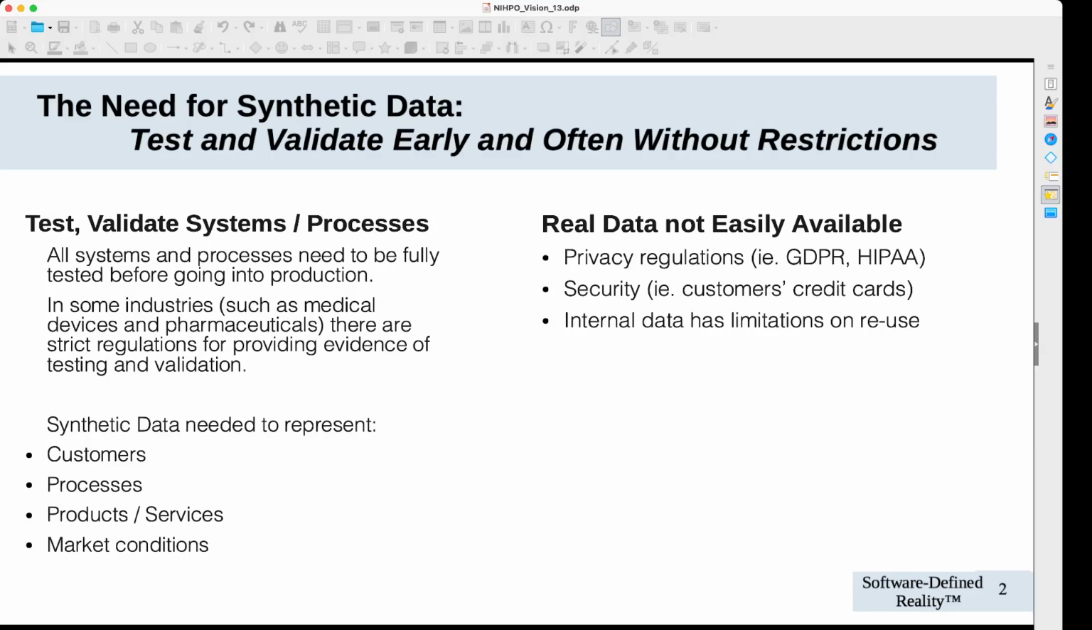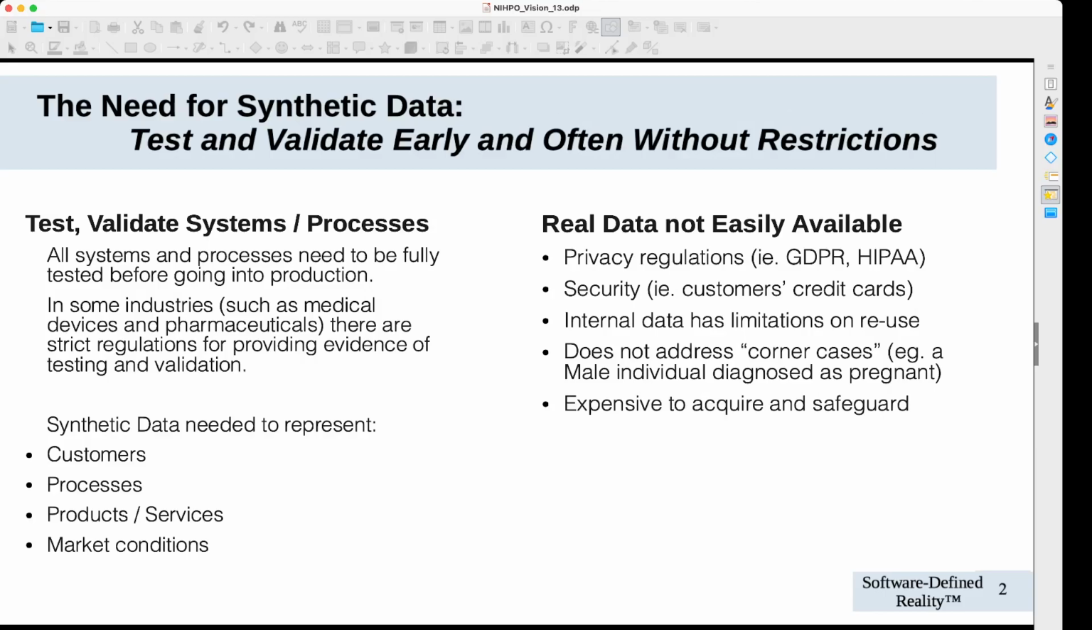The other factor, a more subtle one, is that in many cases internal data has limitations on reuse, meaning you collected the information from customers for one purpose, and it may not be easy to use that data for a different purpose. And in many cases, real data does not address corner cases. This refers to out of the norm or out of the expected values. For example, in the healthcare space, you may have a male individual that's diagnosed with being pregnant. So that's what a corner case refers to.